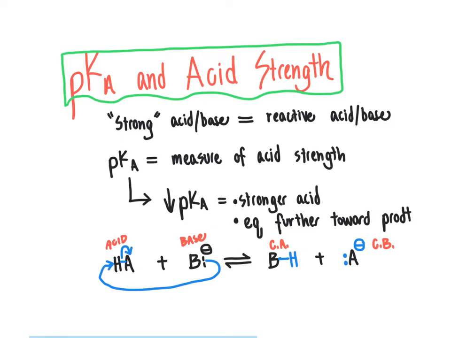So when we look at this equation, the lower the pKa value of our acid, the further this equilibrium will lie toward the right-hand side. In other words, the more of BH and the A anion that we would expect to have at equilibrium.